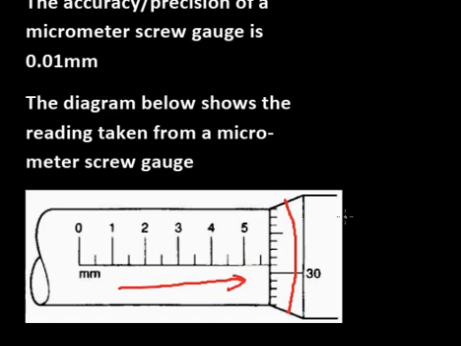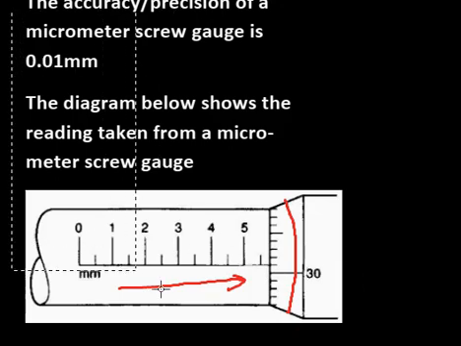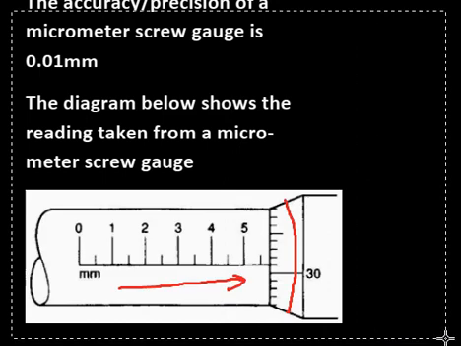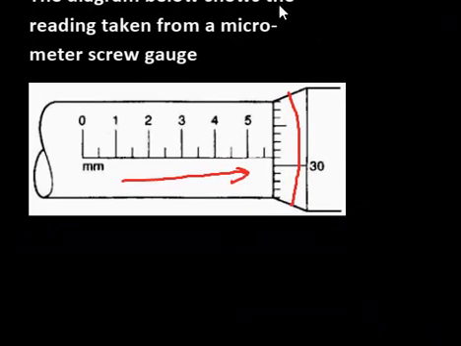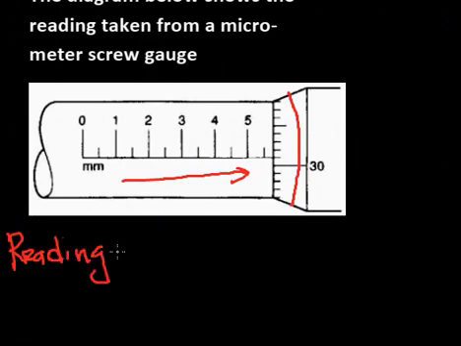Let me move this so that I take the reading and you understand how it works. The reading of a micrometer screw gauge is taken the same way as that of a vernier scale. We take the reading from the main scale, and then the reading from the movable scale.